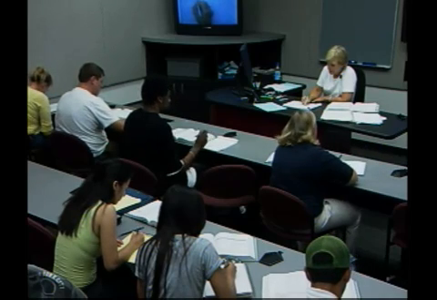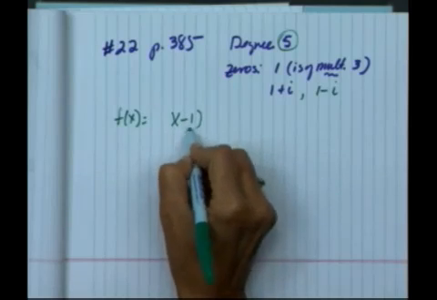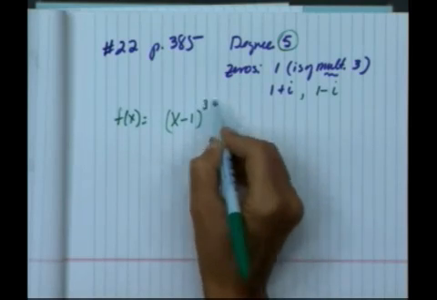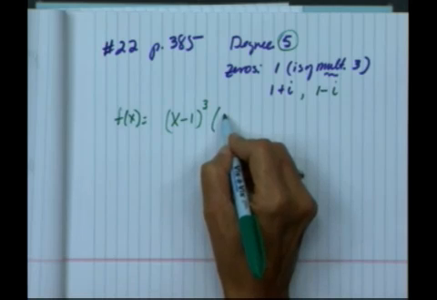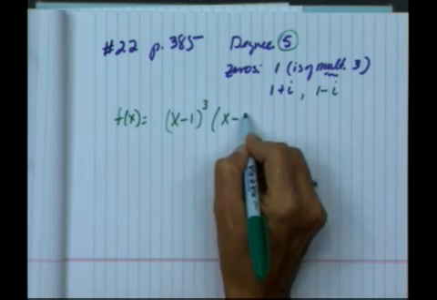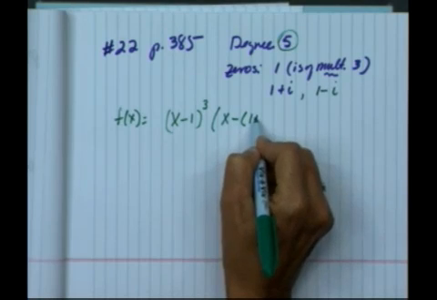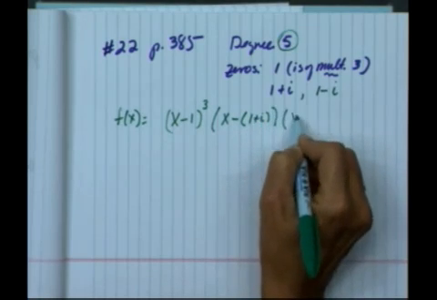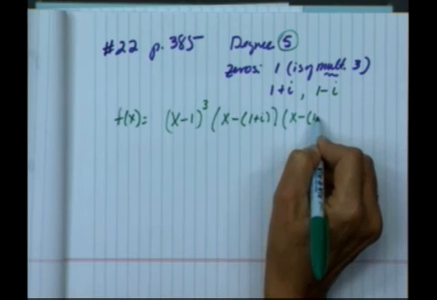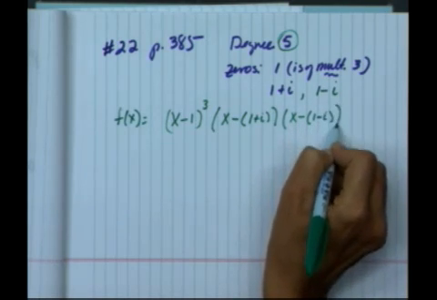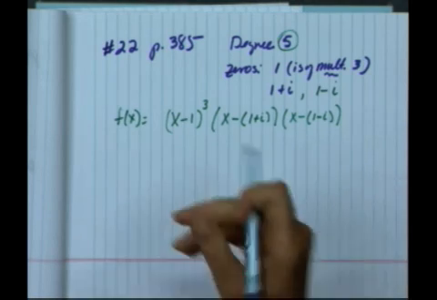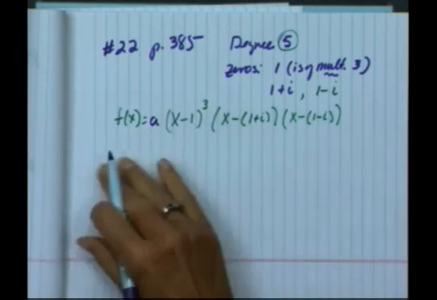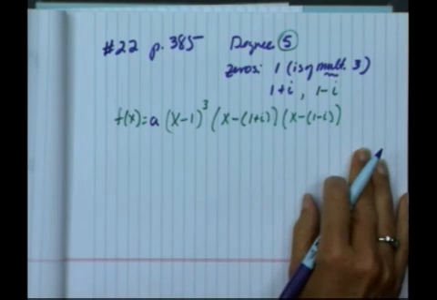All right, get me going. What is it? x minus 1 to the third power. 1 is a zero of multiplicity 3. What else? x minus (1 plus i), good, and x minus (1 minus i). Okay, that is one polynomial function with those zeros. We put a little a right here, and we'll have all polynomial functions.